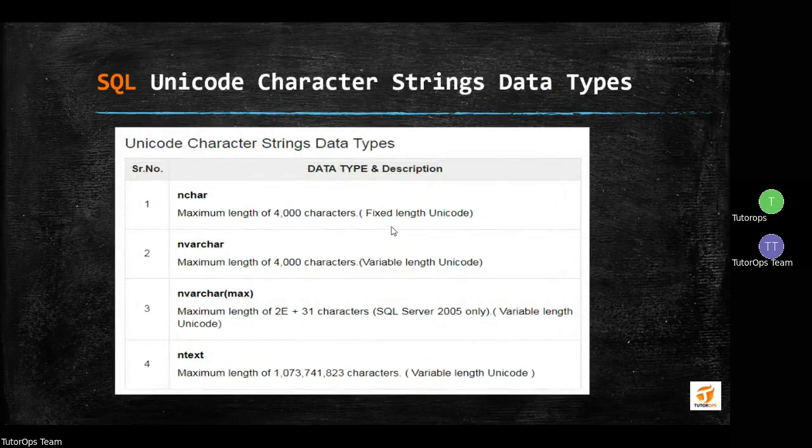The fifth one is the Unicode character strings data type, that is also the same as char, varchar, varchar max, text, same like the previous one.